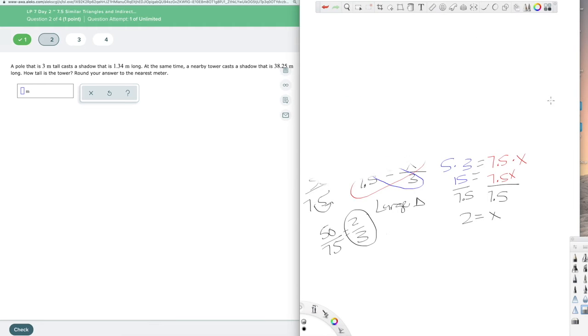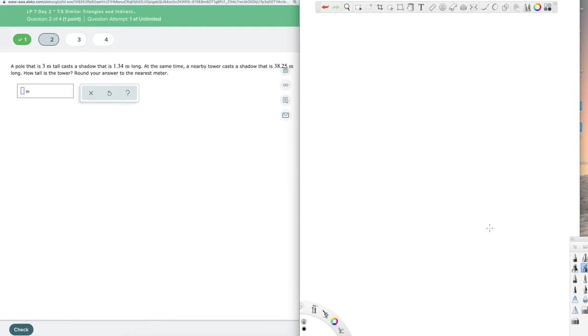All right. So now, indirect measurement is a way of measuring things that would be very difficult to measure kind of actually with a measuring tool. But we can find the measurement of things using other things around them, especially if we have similar triangles. So let's read this problem. A pole that is 3 meters tall casts a shadow that is 1.34 meters long. At the same time, a nearby tower casts a shadow that is 38.25 meters long. And how tall is the tower? Round your answer to the nearest meter.